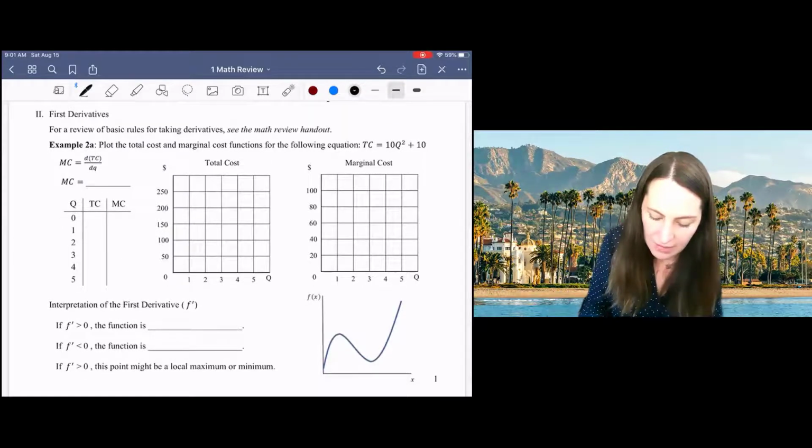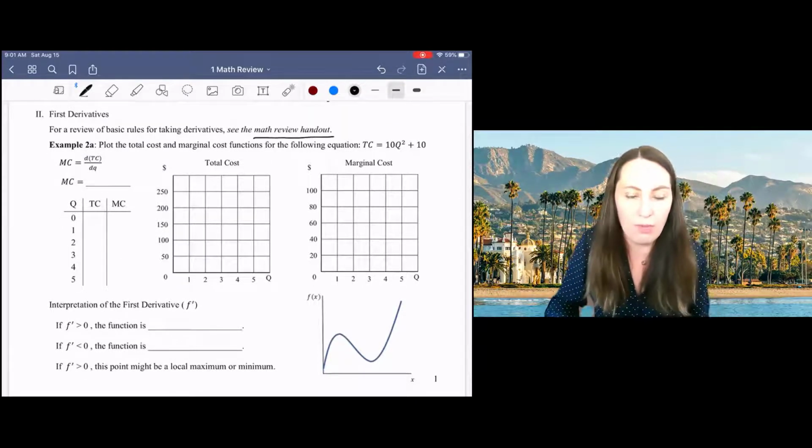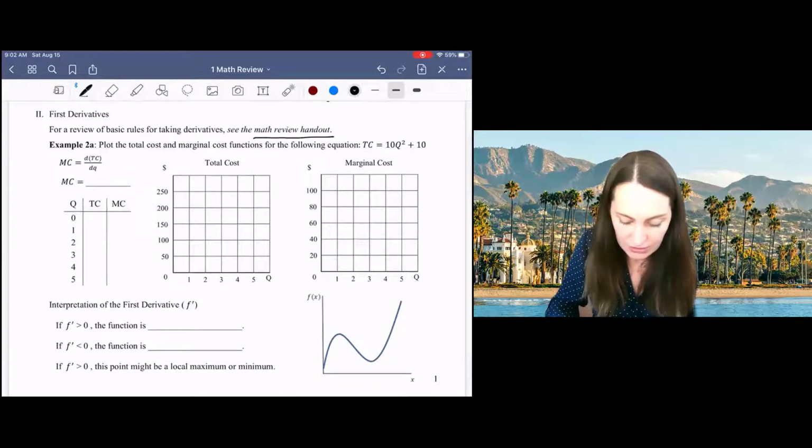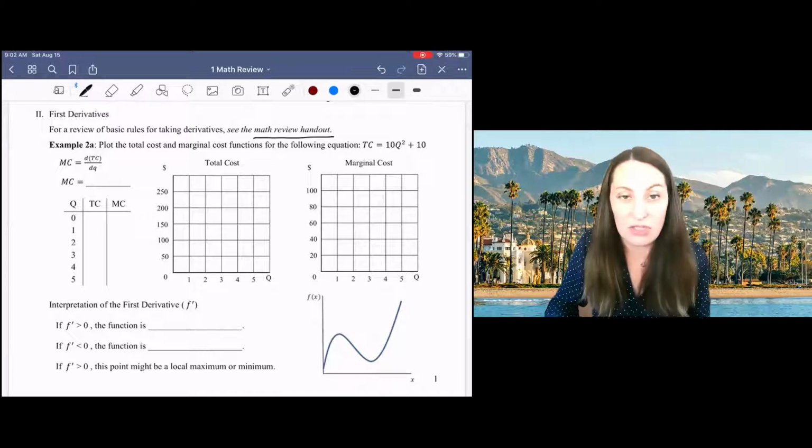And I've given you a math review handout to help. Everyone should review this handout. And you should remind yourself some basic rules of algebra and differentiation that we'll be using throughout the class.